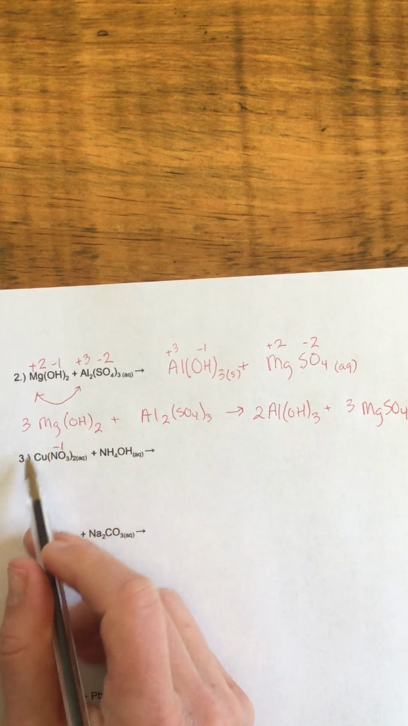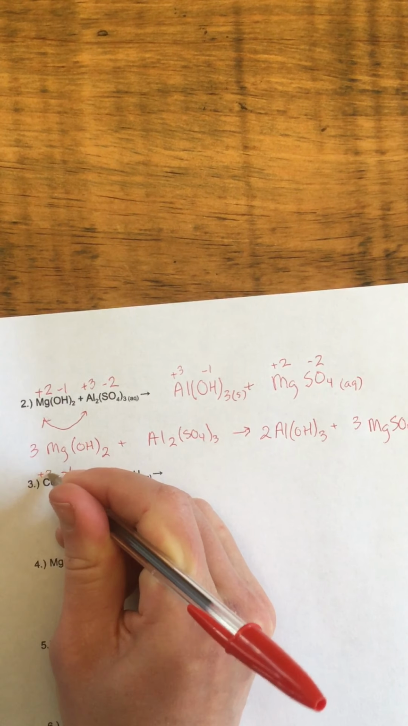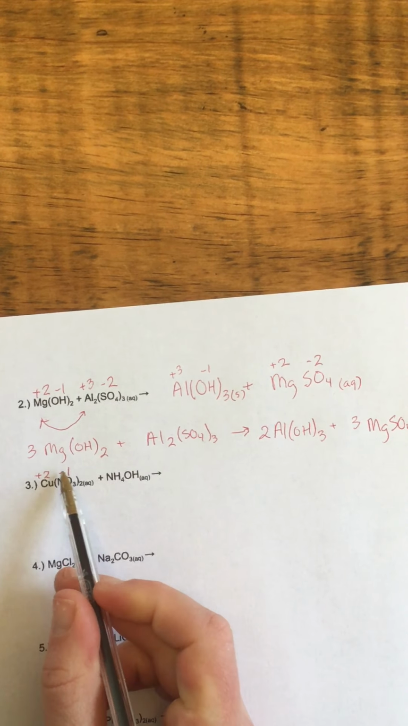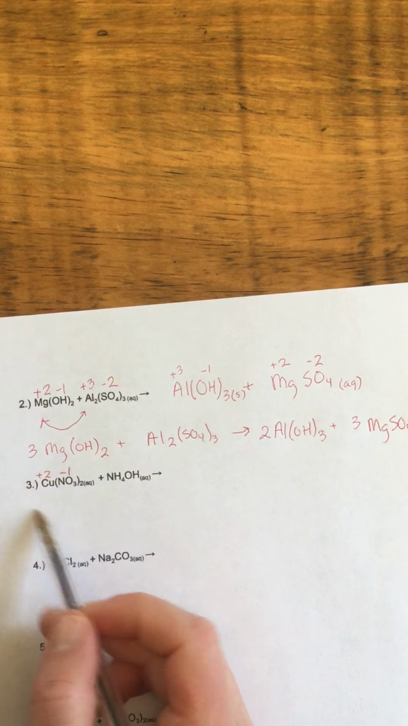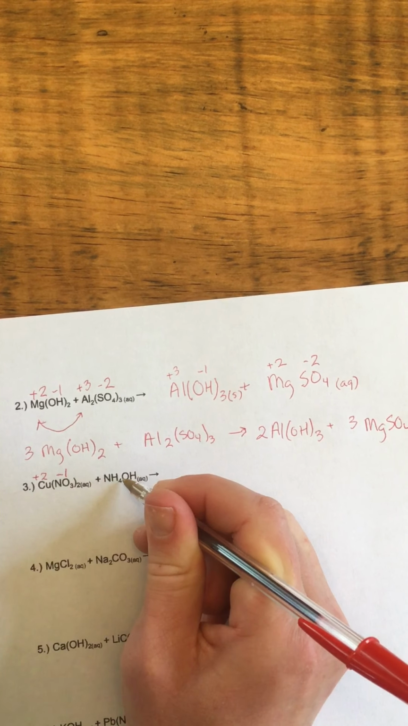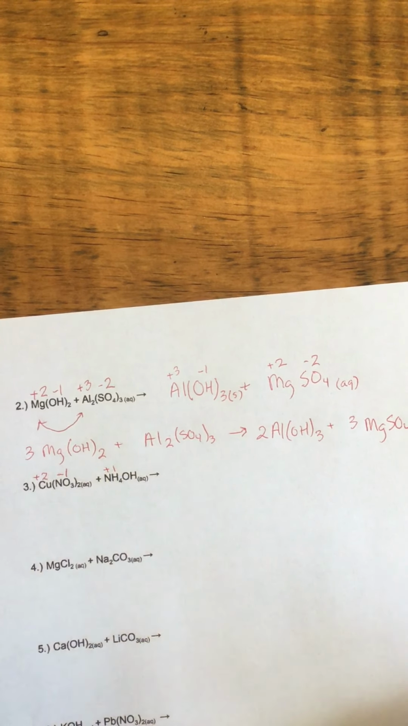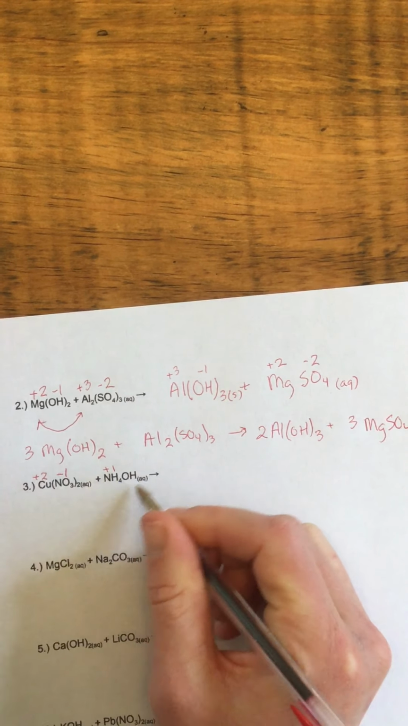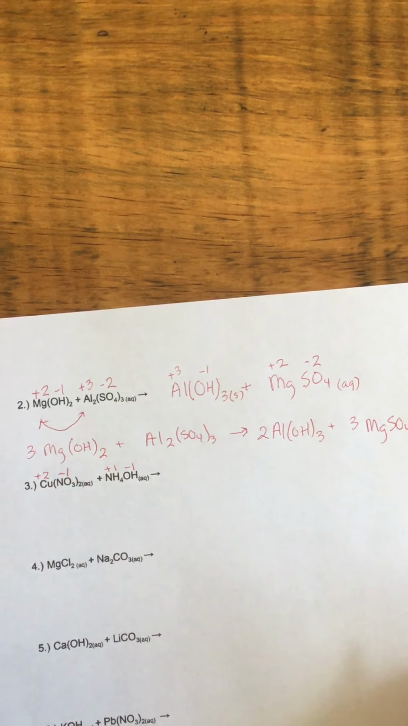So in order for this compound to have a charge of 0, it would mean that copper has a charge of +2, right? -1 times 2 equals -2, plus +2 would get us to 0. Over here, ammonium, NH4, is another polyatomic ion with a charge of +1, and it's with another polyatomic ion, hydroxide, which has a charge of -1.